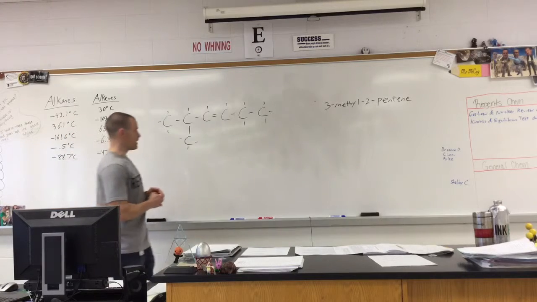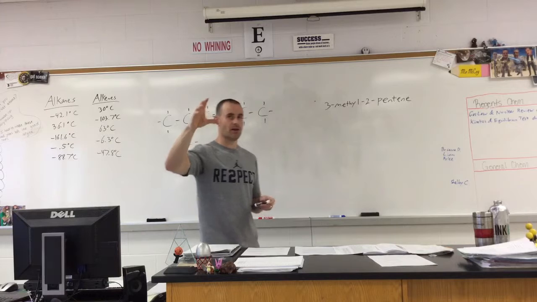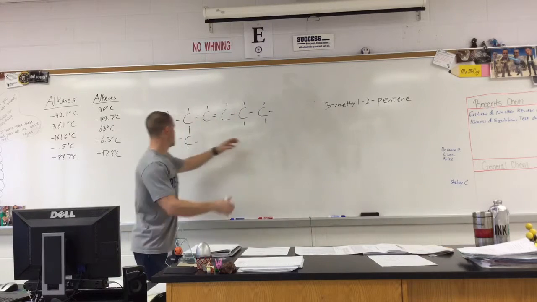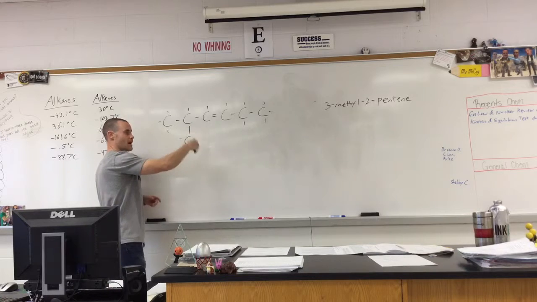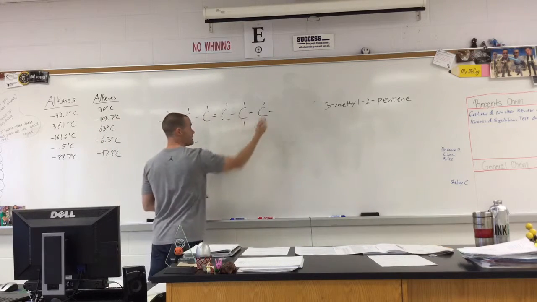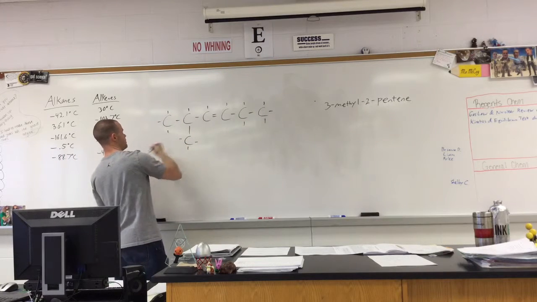All right, I'm going to jump back in here because it's almost 15 minutes, and I want to try and get this done in 20 minutes. We'll see. Same rules as naming alkanes. Find the longest chain, put a box around it. 1, 2, 3, 4, 5, 6, or 1, 2, 3, 4, 5, 6. Let's just keep it straight, makes it easier.